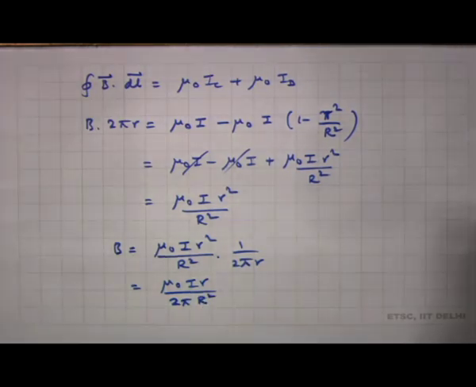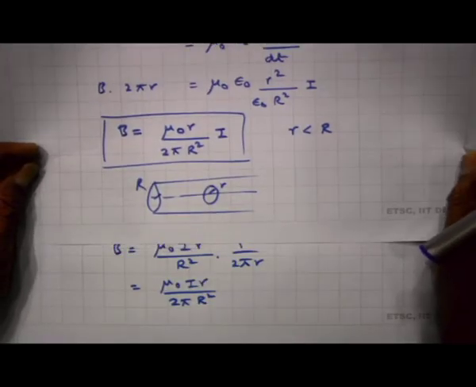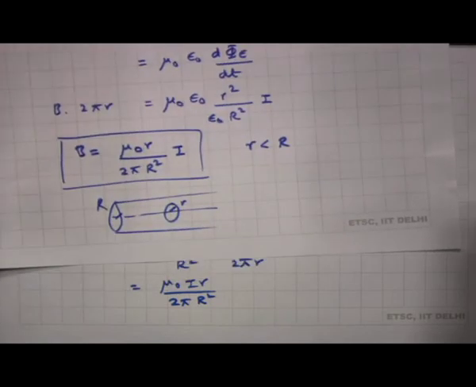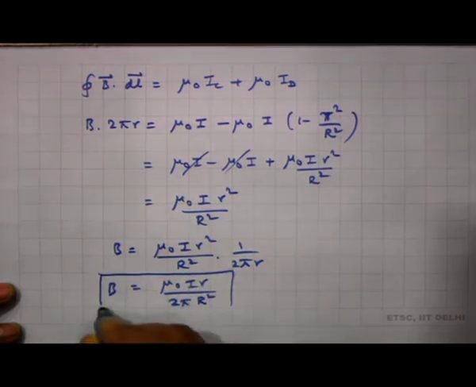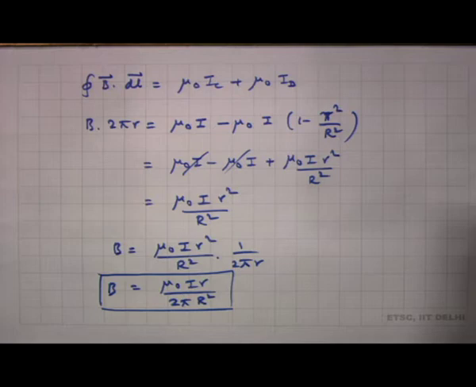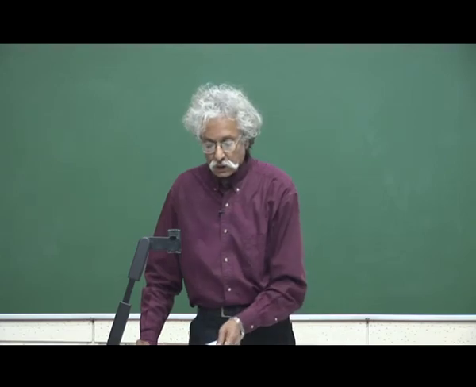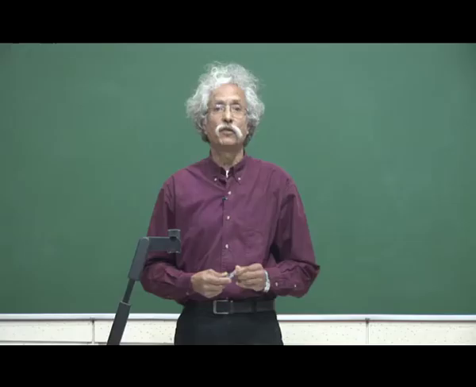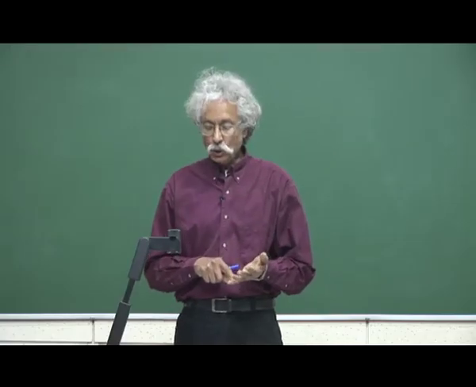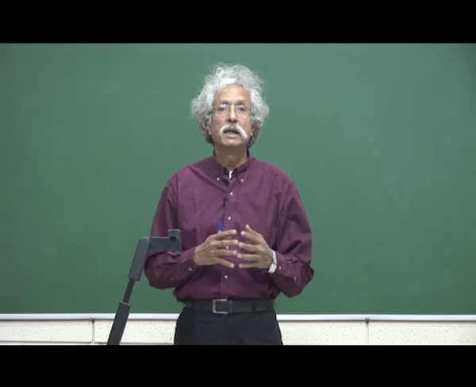Let me compare this with what we had obtained earlier for the position r less than R, and that is the formula here, mu naught I r by 2 pi R square, exactly the same equation. So, irrespective of what surface I choose, I must get the same value of magnetic field, and I have shown through this example that it is not necessary that I must choose a surface which is only carrying conduction current. I could choose a surface which only carries conduction current, I could choose a surface which only carries displacement current, or I could choose a surface which carries both conduction current and displacement current.